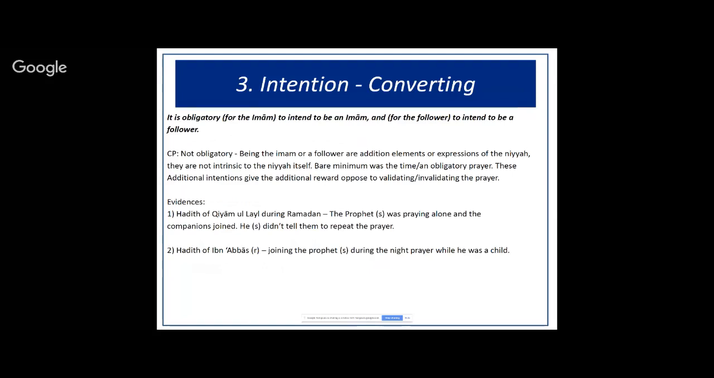What are the evidences for this? The first hadith is of Qiyamul Layl in Ramadan. The Prophet ﷺ was praying alone, and the companions joined him. And the Prophet ﷺ, afterwards, did not tell them to repeat their prayer. The Prophet ﷺ had started his prayer by himself. He didn't intend to be the imam. He was praying alone. The companions joined him, and so he then led them in prayer, but he didn't start off by leading them in prayer.